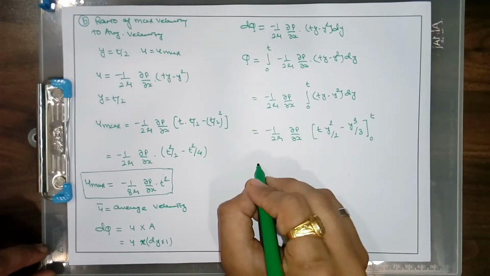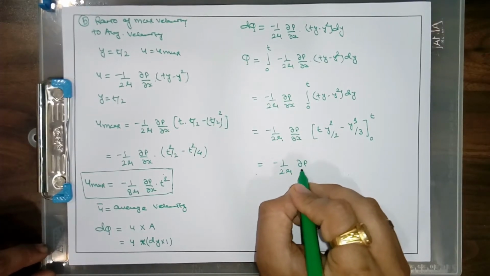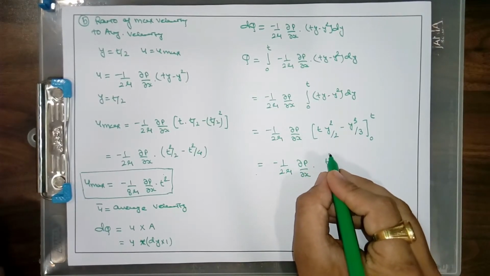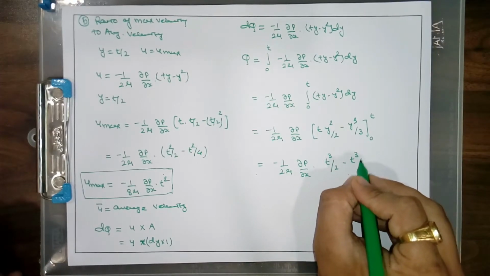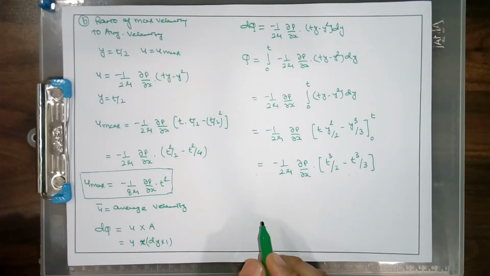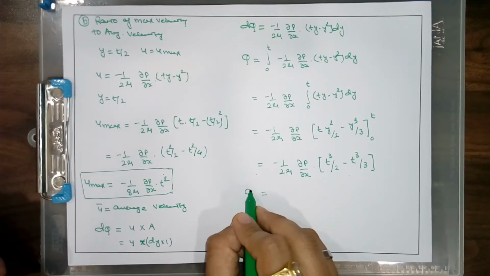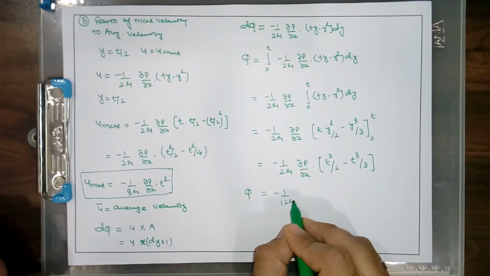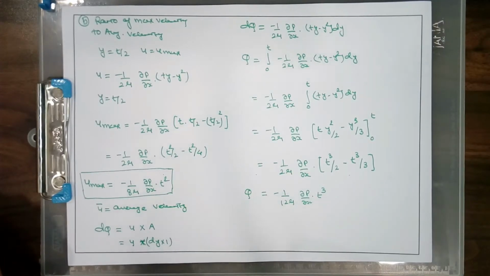Now we apply the limit, so we get -1/(2μ) ∂p/∂x into t² · t/2 − t³/3, and by LCM we get t³/6. The final answer for Q is -1/(12μ) ∂p/∂x into t³.